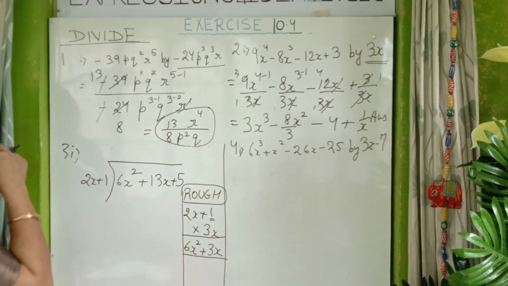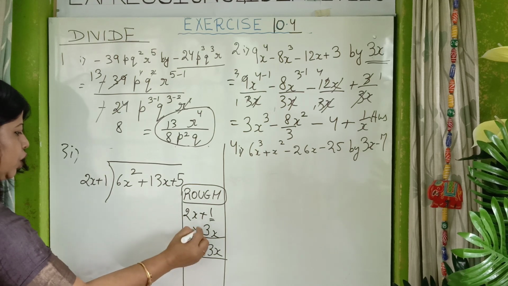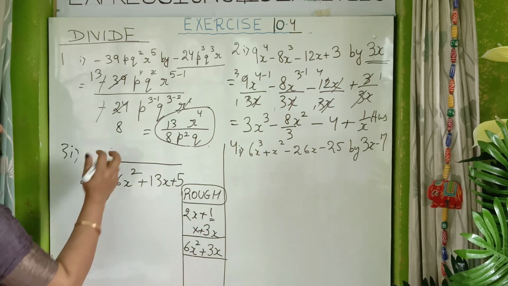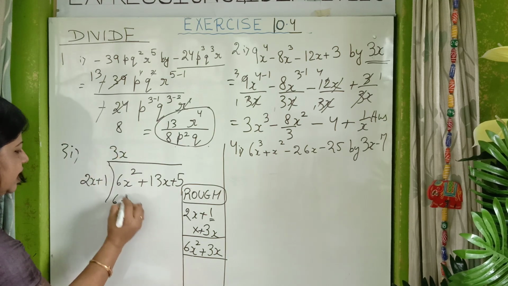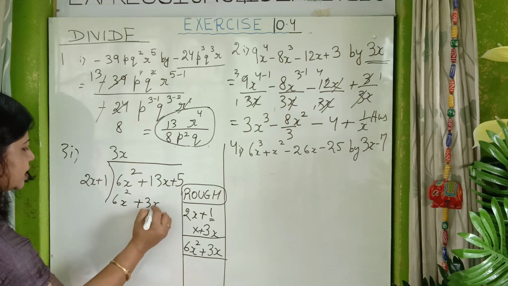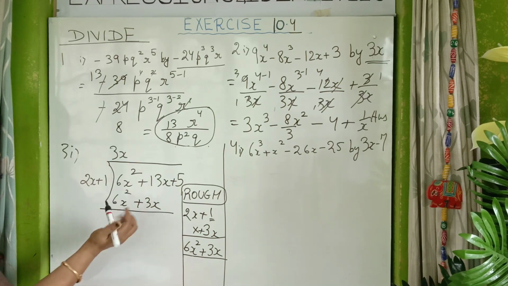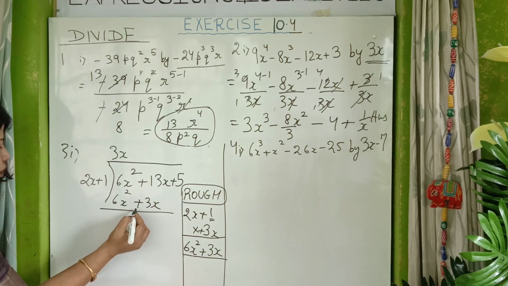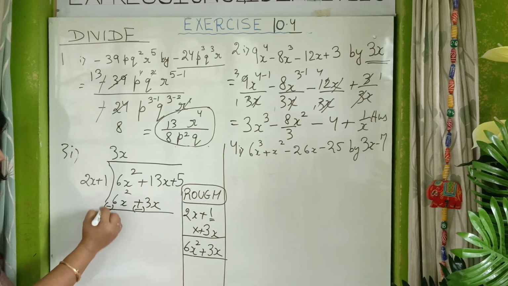So I am multiplying by what? By plus. You have to be careful of the sign also. You are multiplying with plus 3x. So the moment you multiply with 3x, what you got? 6x square plus 3x. Now students, in division what we do here, we subtract. So the moment you have to do subtraction, you have to change the sign. Plus becomes minus, this plus becomes minus.